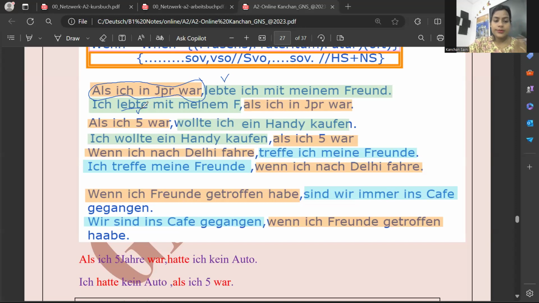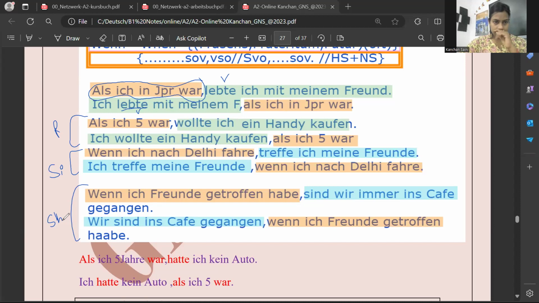So here I would say, Ruchi, can you please read the next sentence and tell me the meaning? Als ich 5 war, wollte ich ein Handy kaufen. When I was 5, I wanted to buy a mobile phone. Ich wollte ein Handy kaufen, als ich 5 war. I wanted to buy a mobile when I was 5 years old. Perfect. This is perfect.